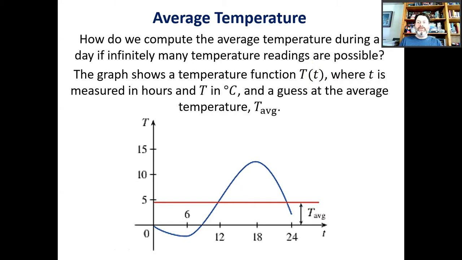How do we compute the average temperature during a day if infinitely many temperature readings are possible? And you can see in the graph what's going on here. So what does it even mean to have an average temperature for a whole day?